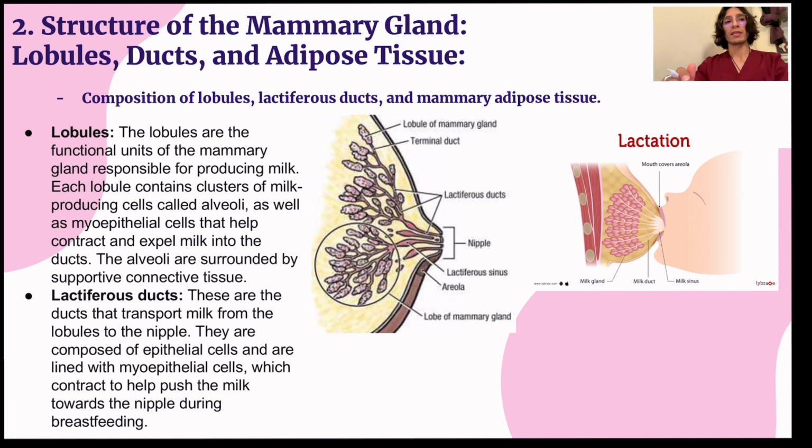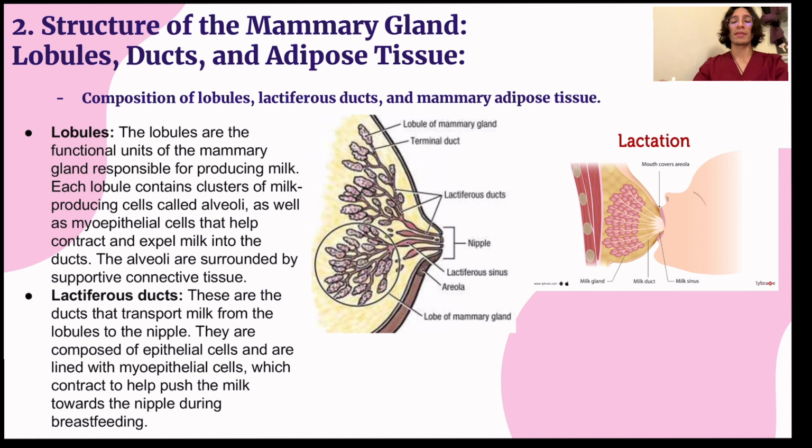Structure of the mammary gland: lobules, ducts, and adipose tissue. Composition of lobules, lactiferous ducts, and mammary adipose tissue. First, lobules. The lobules are the functional units of the mammary gland responsible for producing milk. Each lobule contains clusters of milk-producing cells called alveoli, as well as myoepithelial cells that help contract and expel milk into the ducts. The alveoli are surrounded by supportive connective tissue and lactiferous ducts.